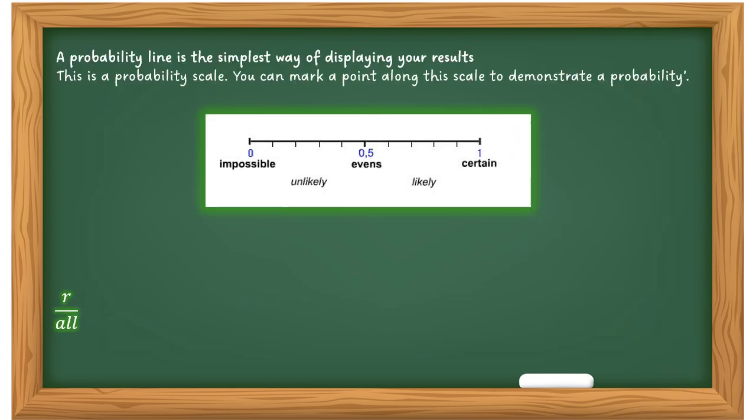Now let's look at probability lines. A probability line is the simplest way of displaying your results. This is a probability scale. You can mark a point along this scale to demonstrate a probability. So let's have a look at it.